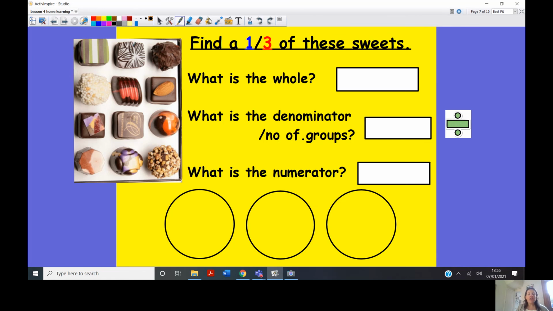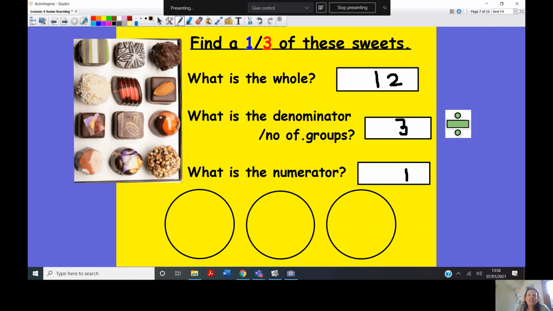So what is our whole? We're going to count our whole together. Count with me. 1, 2, 3, 4, 5, 6, 7, 8, 9, 10, 11, 12. Our whole is 12. What is the denominator of the fraction? Remember, the denominator is the bottom number. Our denominator is 3. And what is our numerator? Our numerator is 1.